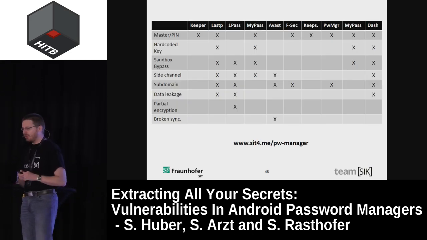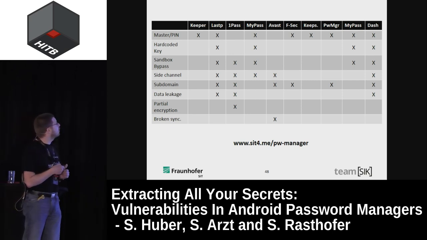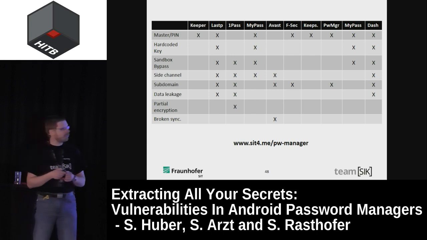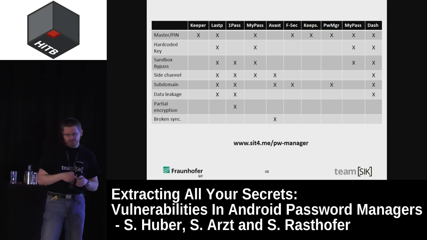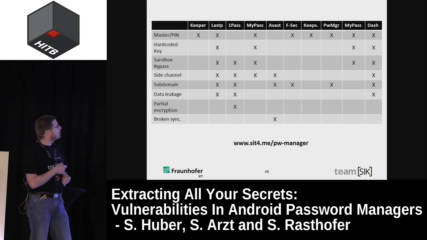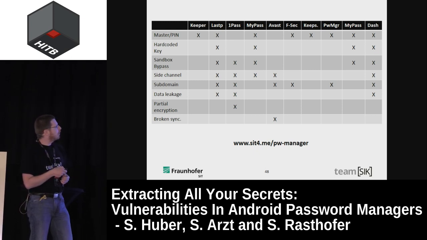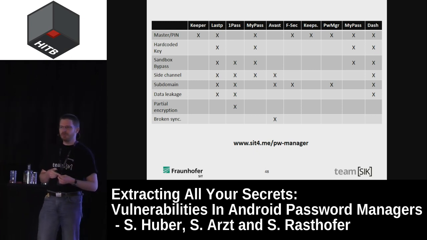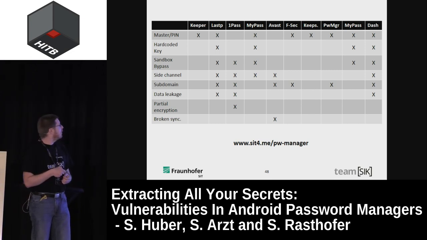So here you see now an overview of all findings. As you see, this was the table from the beginning, the different password managers. Here again, the different weaknesses and vulnerabilities we found. The first one was the master PIN. So in this line, in all these apps with a cross, we were able to somehow get and decrypt the stored master password. These apps had hard-coded keys.